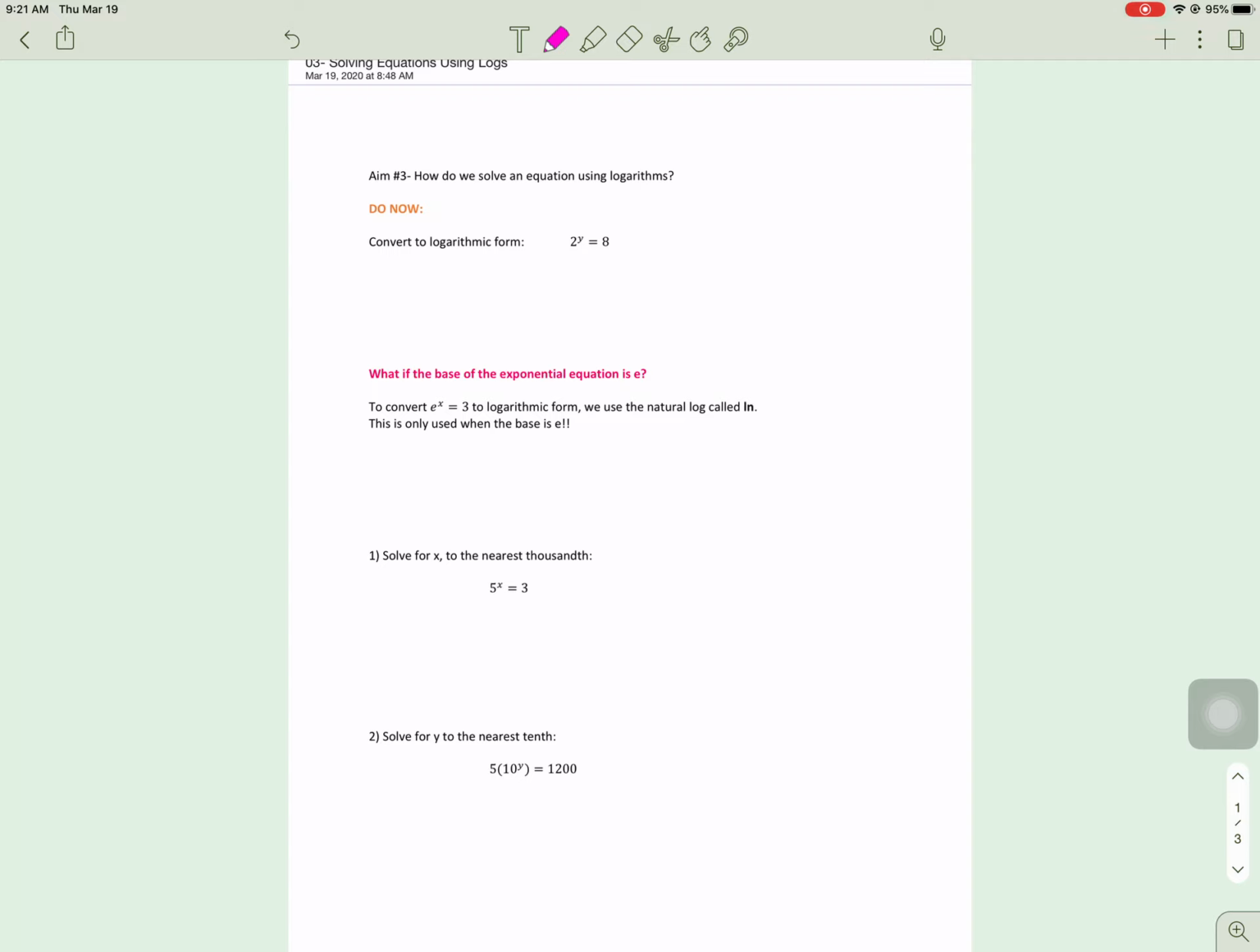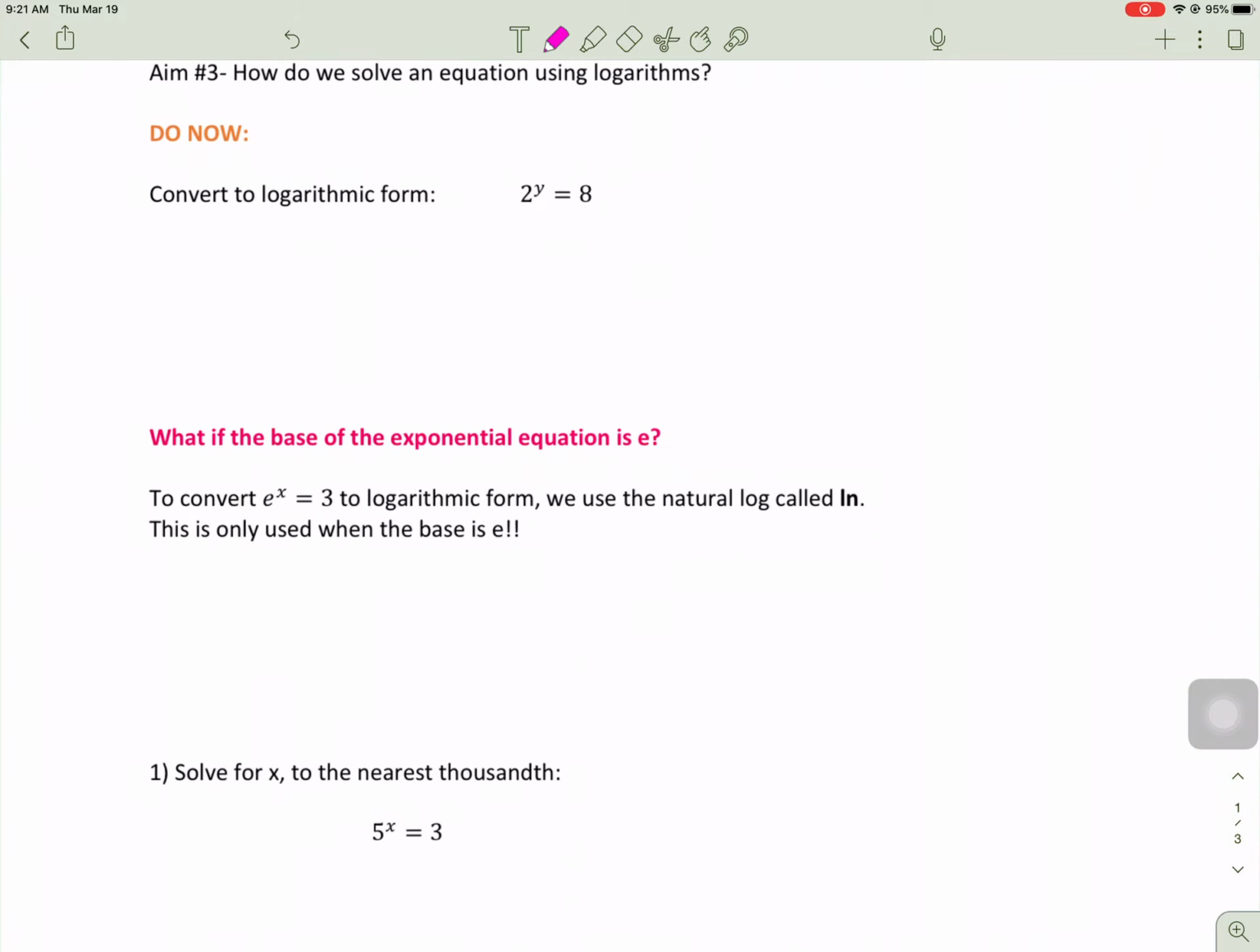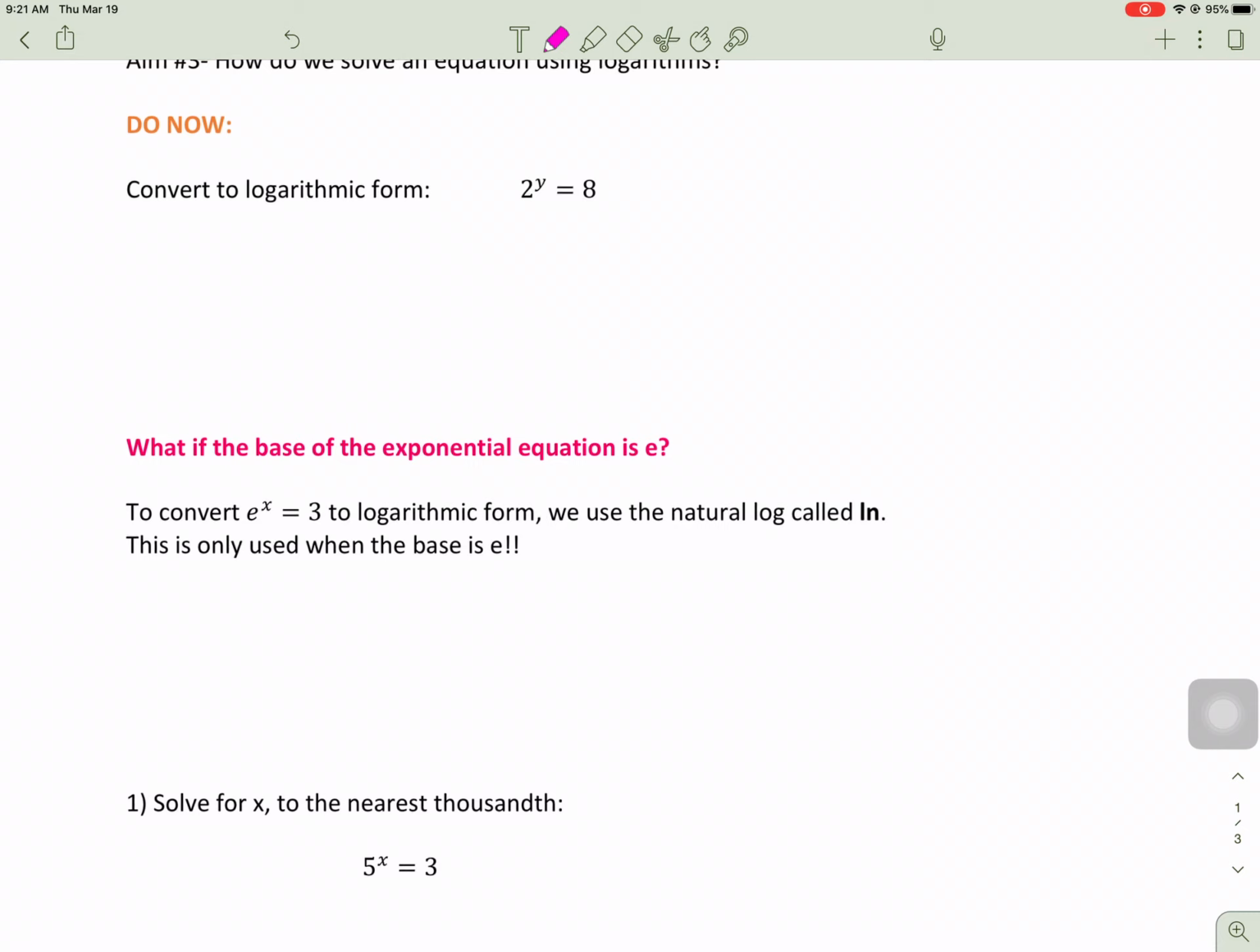So today we're going to work on lesson 3, which you will have in your drive and you could take a look at, and it is how do we solve equations using logs. So we see an equation like this, 2 to the y equals 8, and this is something that we can probably figure out on our own. We should know that 2 to the third equals 8, so y equals 3. But there are some much more complicated equations where we have a variable as an exponent. How will we find out what that variable is?